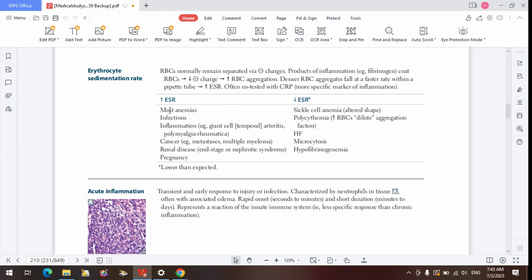For the other causes of increased ESR, infection. So infection will drive inflammatory response. Fibrinogen will be expressed. There is going to be increase in ESR. Inflammatory diseases, particularly giant cell arthritis. Guys, I want us to pound this today. Giant cell arthritis and polymyalgia rheumatica work together. They go hand in hand.